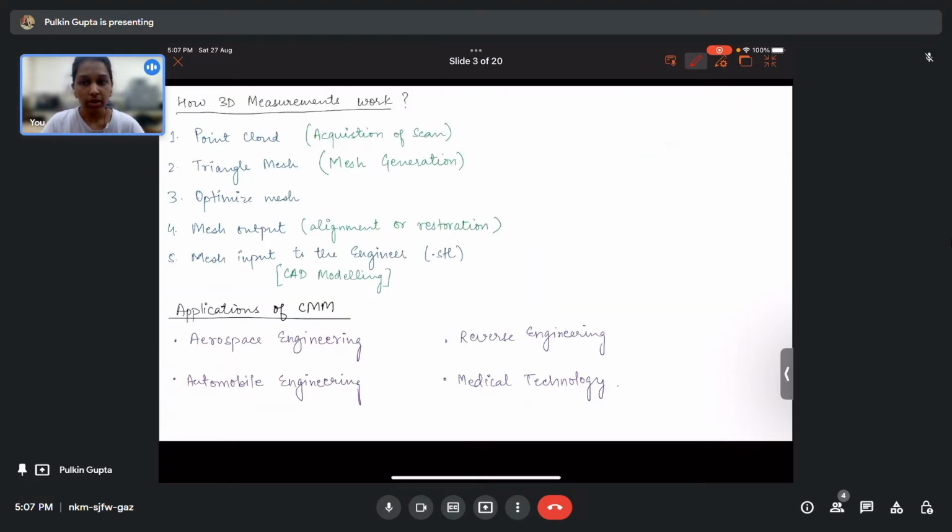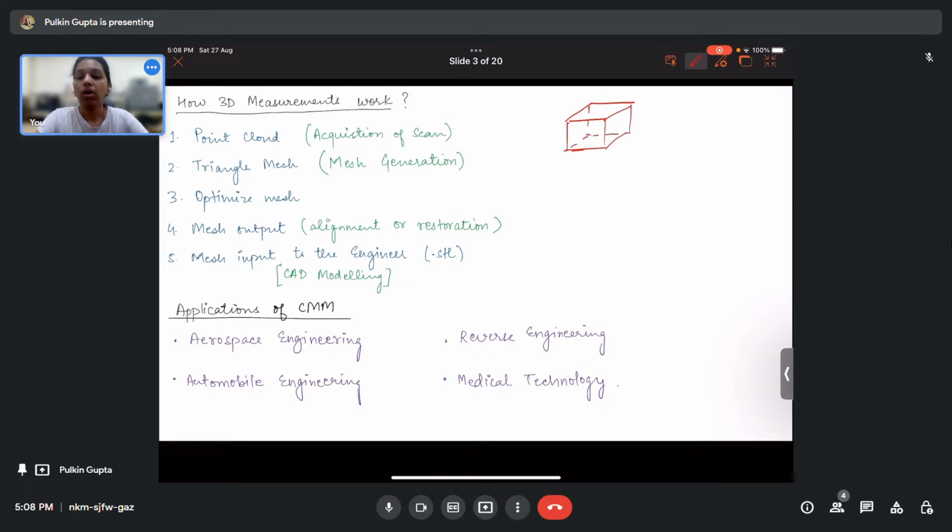So moving on to the next slide, how these 3D measurements work. Until and unless we understand how these 3D measurements are working, we won't get an idea of the working principles of these coordinate measuring machines or these 3D scanners. So how they work. They work in kind of 4 to 5 steps. So first is a point cloud or acquisition of scan. Suppose you have any geometry, say this cube. This is the simplest example, that is why I take this every time.